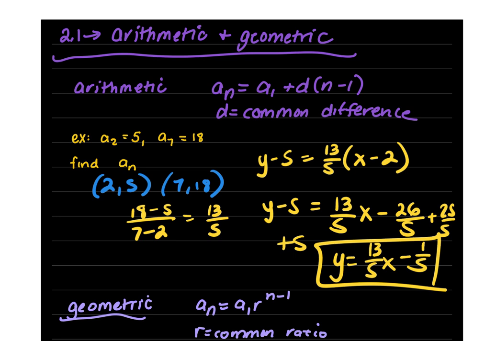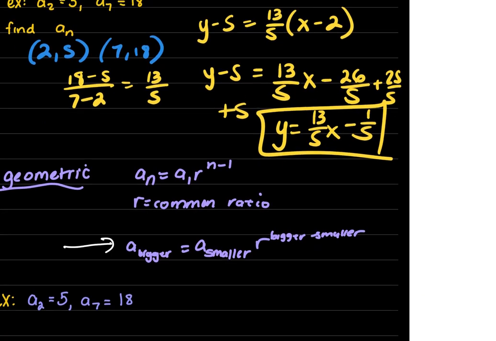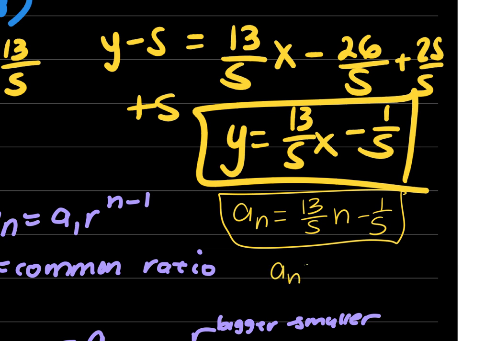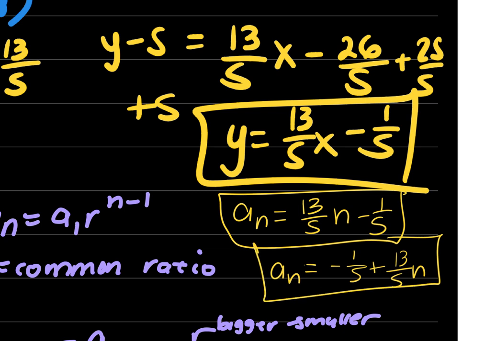If it asks for arithmetic, what do I have to change? y becomes a to the n, and x becomes? What's the variable? Oh, d. No, that we plug d in though. This would be a_n equals, what's my input if it's a_n? n. So typically they'll even switch this. Order doesn't matter. Negative 1/5 plus 13 over 5 n. Either of those are fine. If it's multiple choice, you'll see that the variable shifts. If it's not, you got to know to shift it.